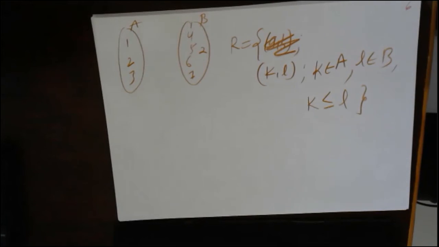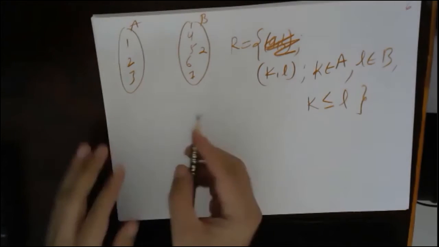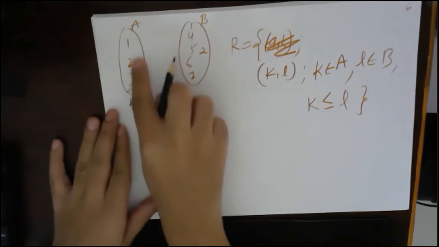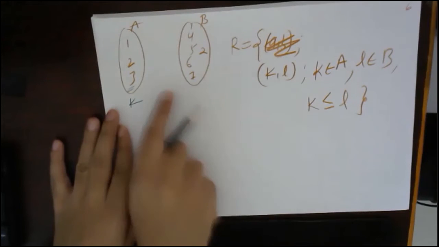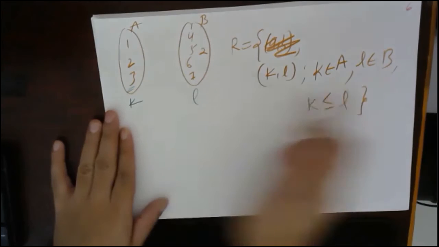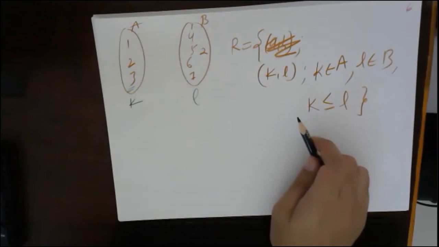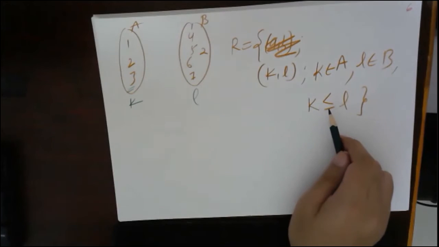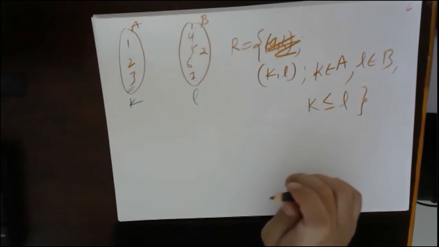Okay, done. Very good. So let's try to write. I'm saying that K belongs to A, and L belongs to B. So this is K and L. Basically, what I have to do is write all the elements. The relation is that K should be less than or equal to L.